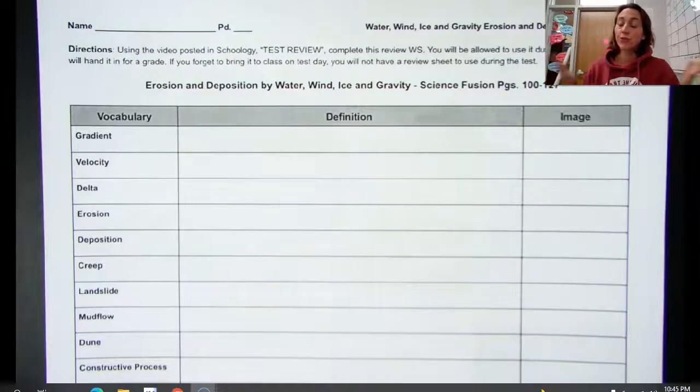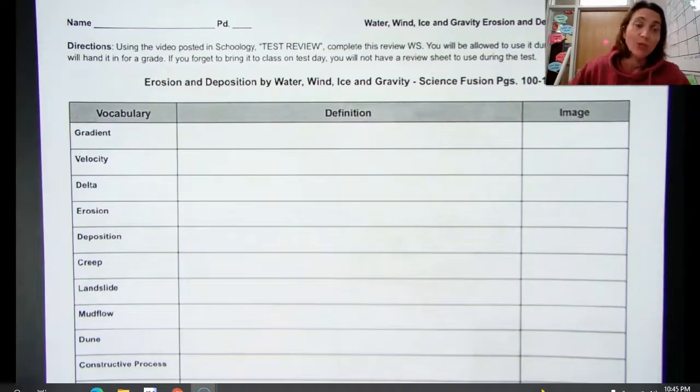It's time to review for your test on water, wind, ice, and gravity, erosion, and deposition. Your test is going to be on Schoology tomorrow, and it's going to be great because you're going to be so prepared, and you get to use this handy-dandy review sheet.